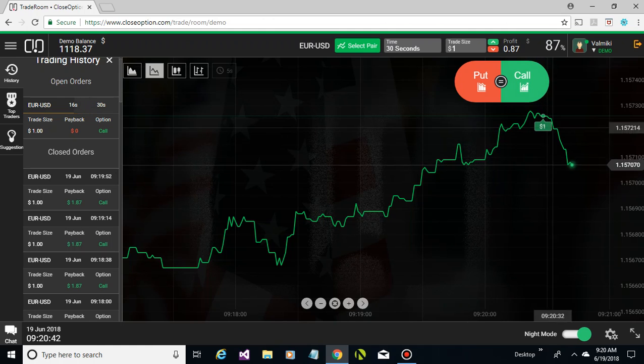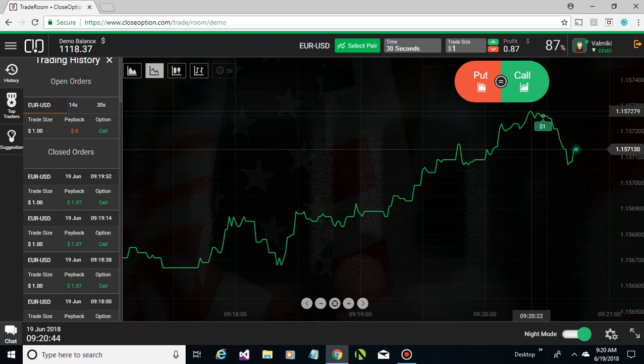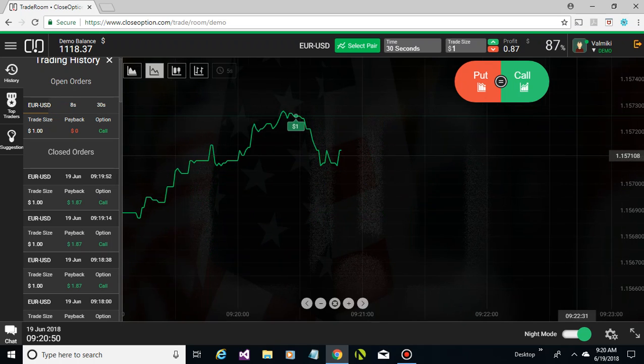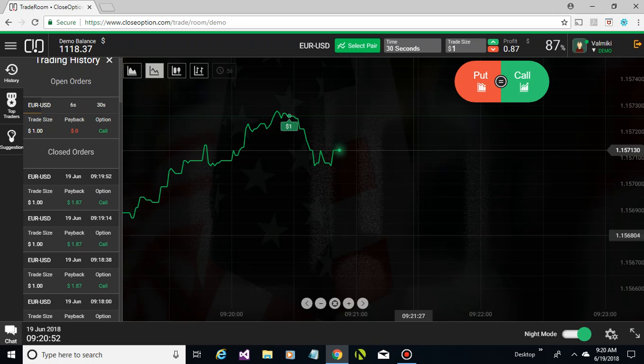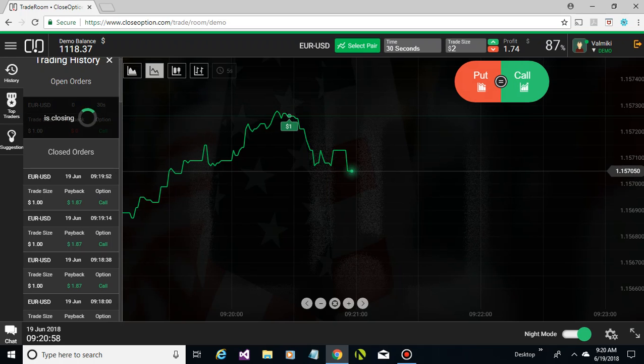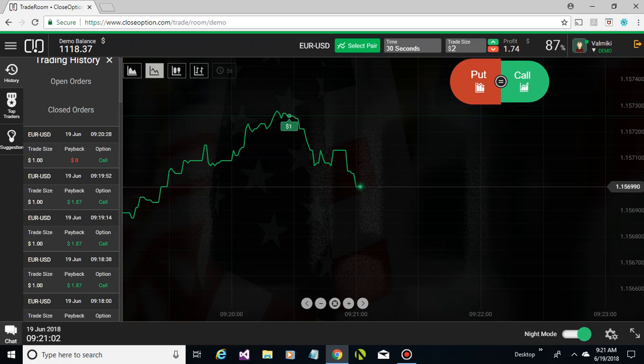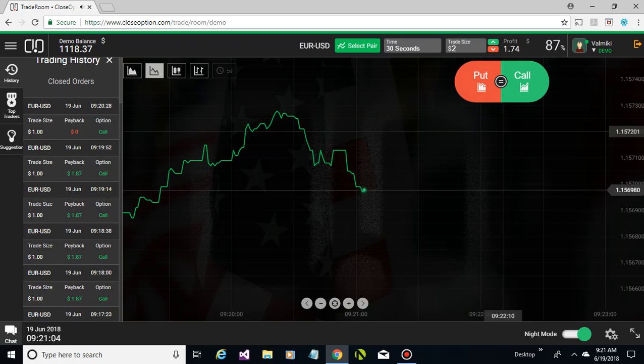Finally, you can see resistance right here. It couldn't go beyond this point, and it turned around. So right now we're going for a put. Okay, that seems like that's a loss. More or less 95% confirmed that it's going to be a loss.